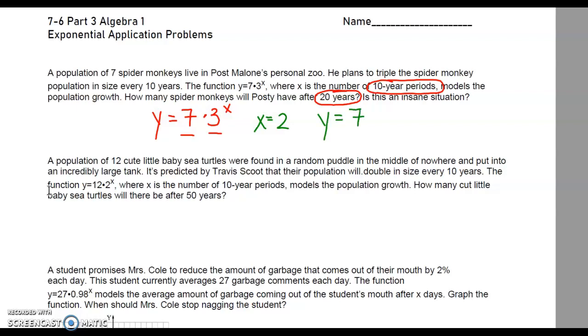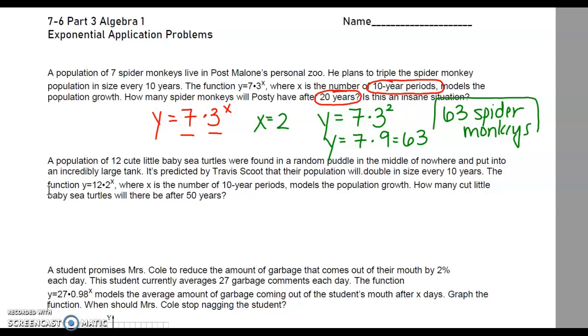So we'd have to plug in 2. So we'd have 7 times 3 to the power of 2. Well, we know the exponent first, so that's going to be 7 times 3 squared, which is 9, which is going to be 63. So there are going to be 63 spider monkeys there in 20 years. Second part, is that an insane situation? I'm going to say that 63 spider monkeys is pretty insane.